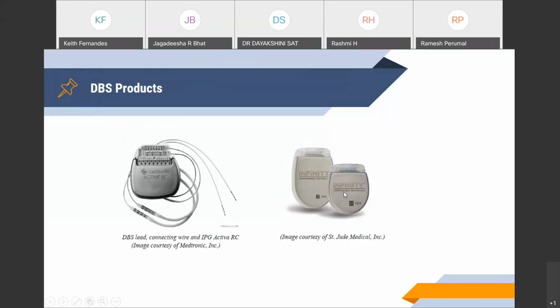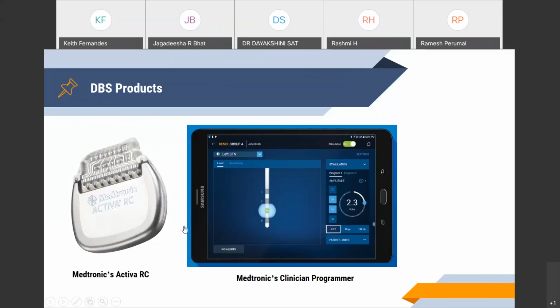So this is a set of pulse stimulators from St. Jude Medical Incorporation, and the DBS kit includes the pulse stimulator and also the leads, and apart from that they will give a programmer. It's like an iPad or something like that, and they'll also give proprietary software you can install on the laptop. It is used to collect the data from the device, and also you can change the stimulation parameters in the device by telemetry. The stimulation parameters can be controlled remotely in the DBS treatment.